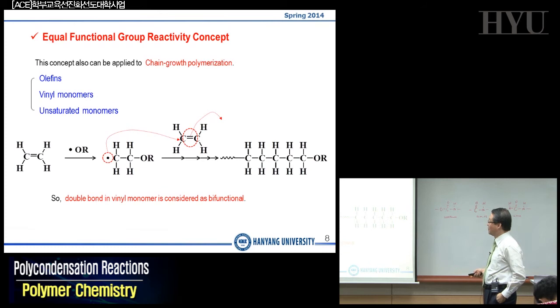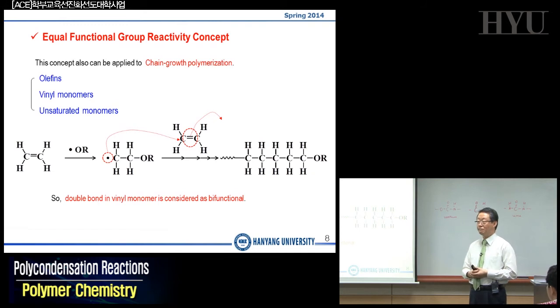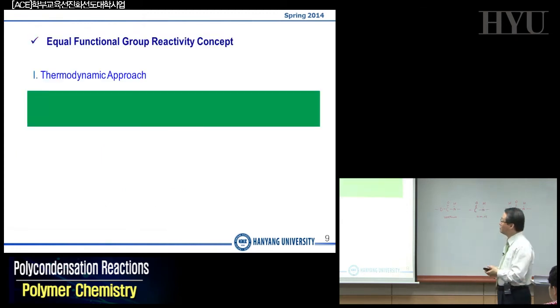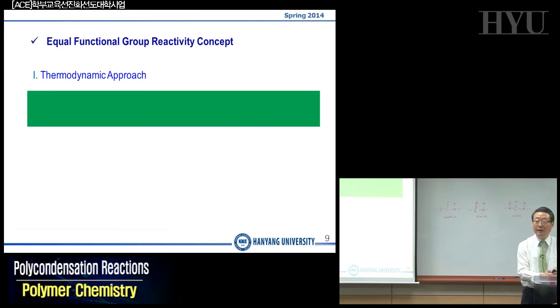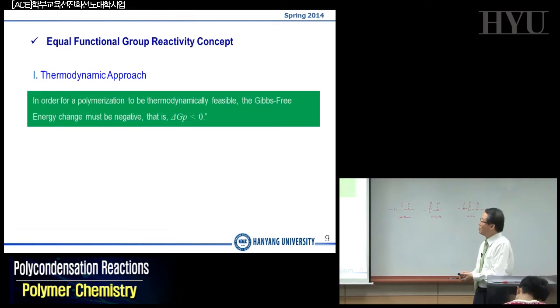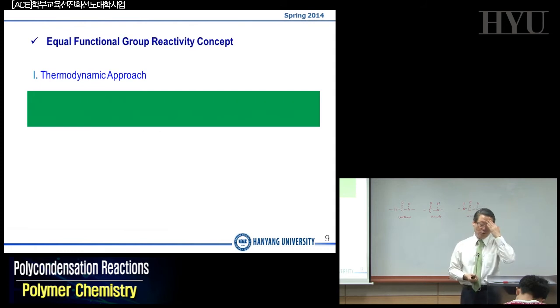to form the polymerization reactions. If you have a triple bond, what is the functionality? Yes, tetrafunctional. If you have a triple bond, this is regarded as tetrafunctional. Okay? So this is the equal functional group reactivity concept, and this concept can be treated in two ways. First of all, the thermodynamic approach, and the second one is the kinetic approach.